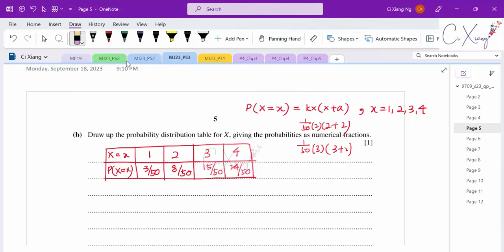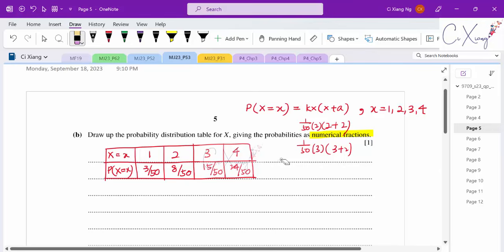Okay, so this is how we show the probability distribution table for x. You have to write out the probability by substituting the value inside the formula. And according to this question, they want us to put our probability as numerical fractions. So you can say I put it in the fraction form. Alright. Okay, so this is how we solve part B.